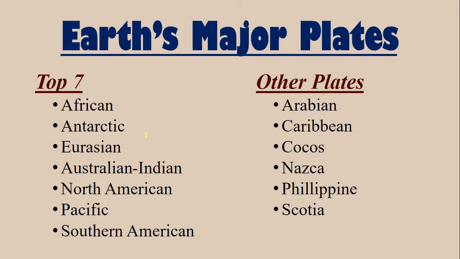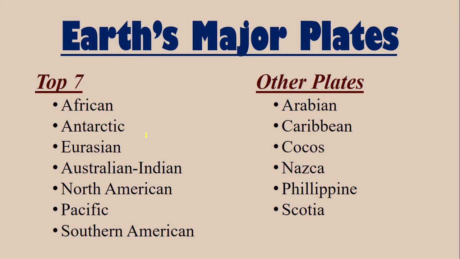You've got the African plate, the Antarctic plate, the Eurasian plate, the Australian Indian plate, the North American plate, the Pacific plate, and the South American plate. They're usually the top 7 because you can look at their names and kind of tell where they're at.